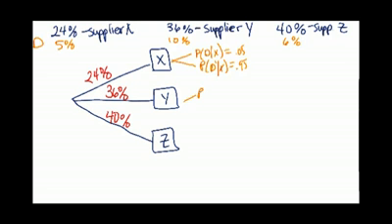Same logic here. Defective given that it came from Y. That one was 10%, or 0.1. So the complement there would be, I'm getting ahead of myself, it seems. Probability of defective complement from Y would be 0.9.